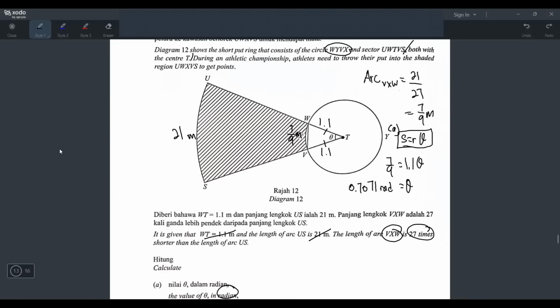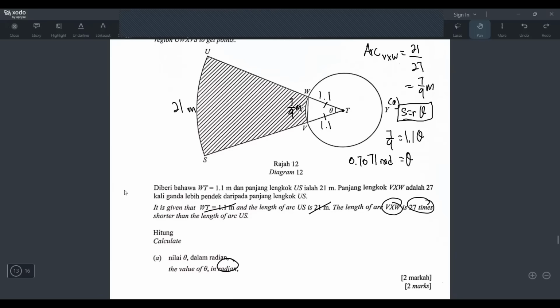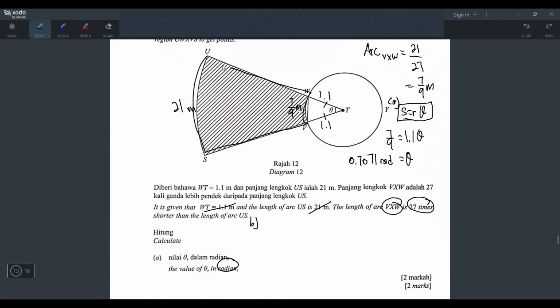Okay, next one, B. B says what? Find the perimeter in meter of the shaded region. So perimeter, let's go. Okay, I'm going to write here. If I want to find the perimeter of the shaded region, how many lines do I have to add? One line, two lines, three lines, four lines. I need to add 4 lines to find the perimeter. I already know two of the lines, 21 meter and 7/9, but how to get this and this? Well, it's very easy because you have the data already.